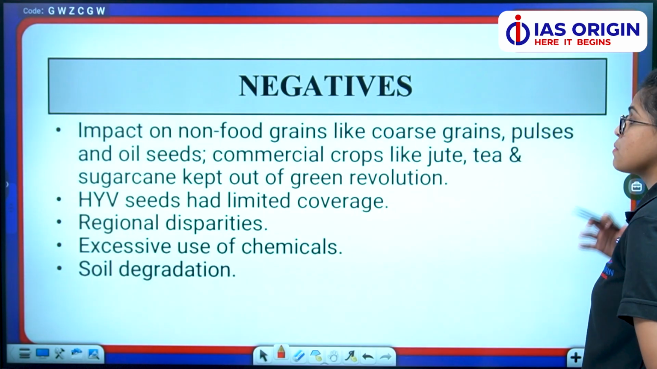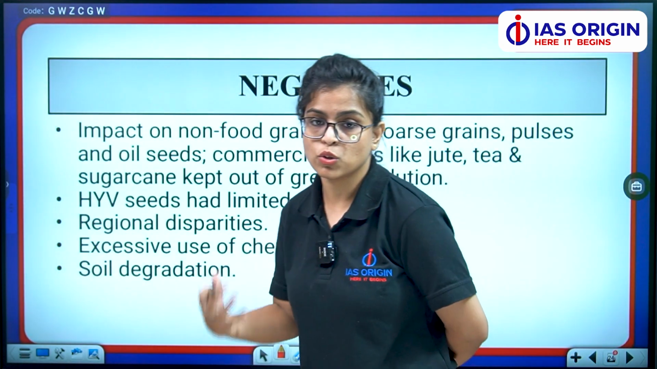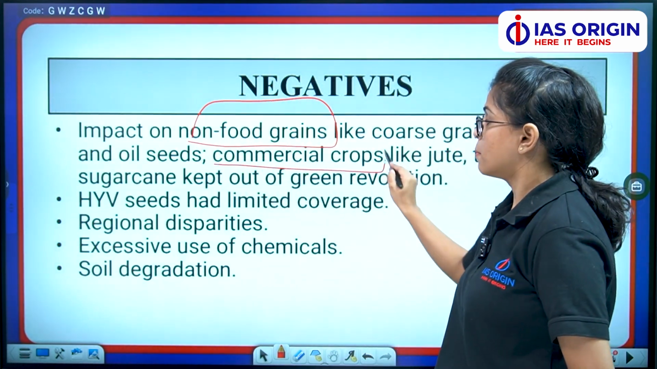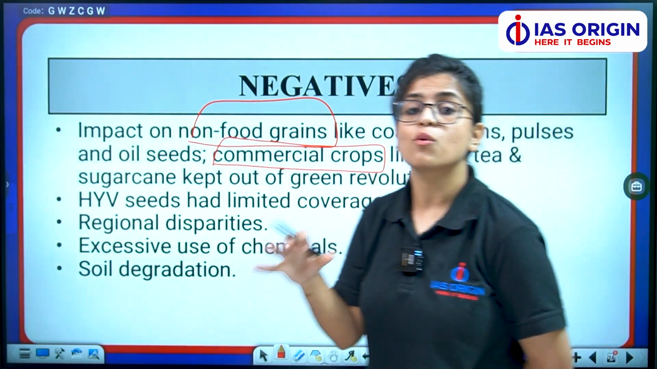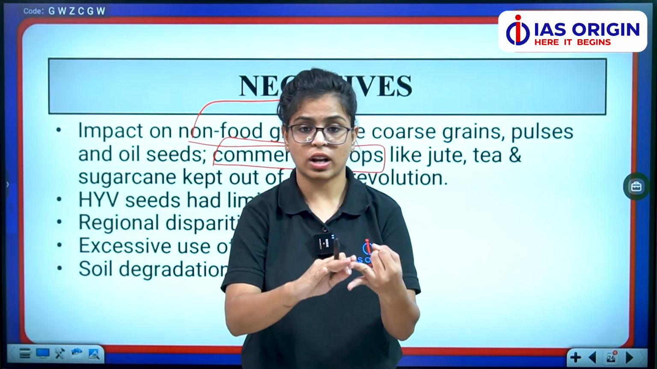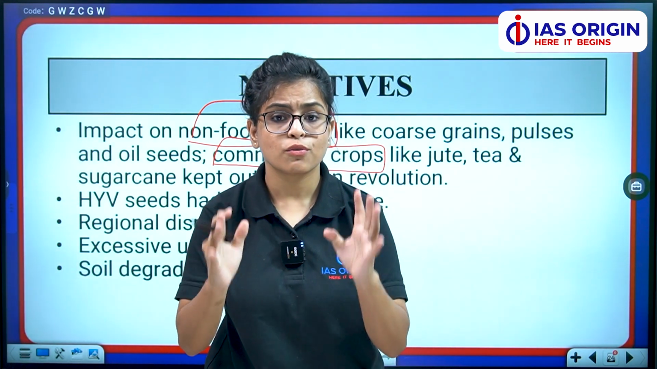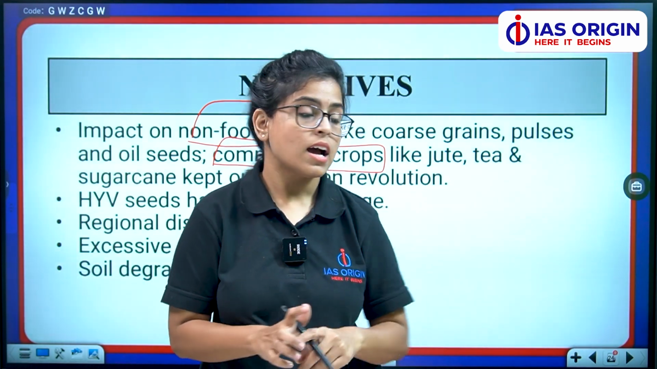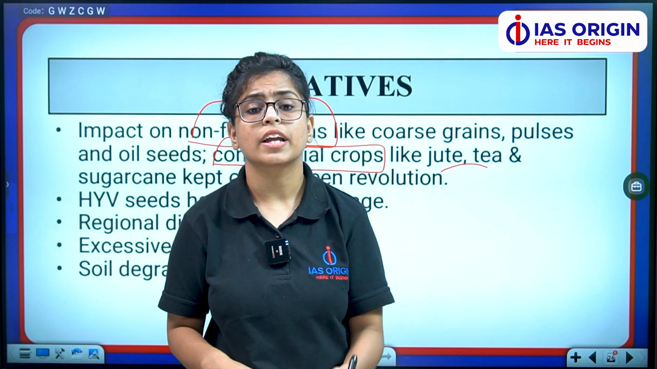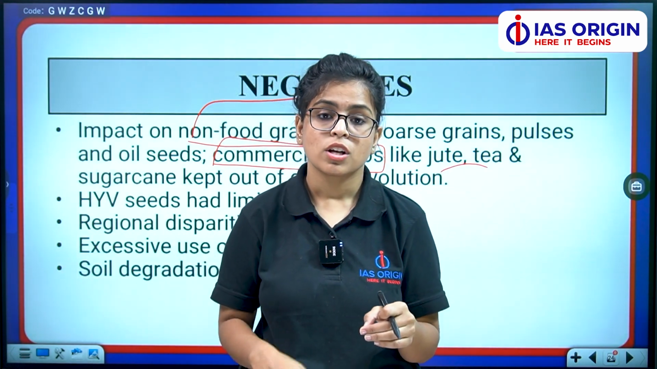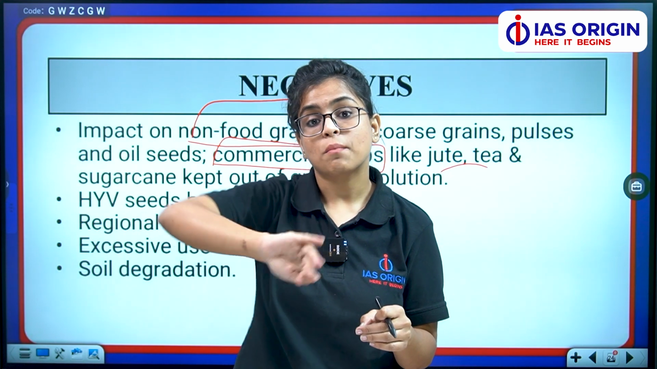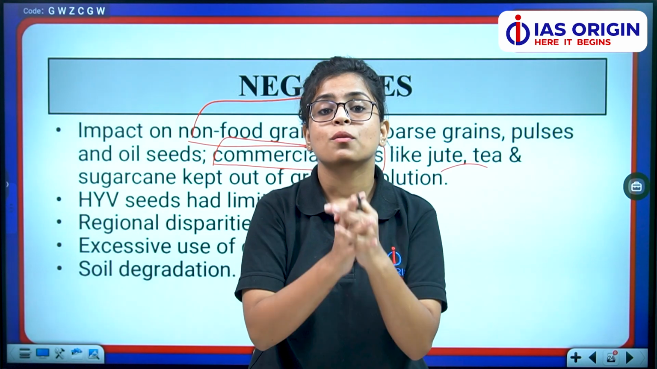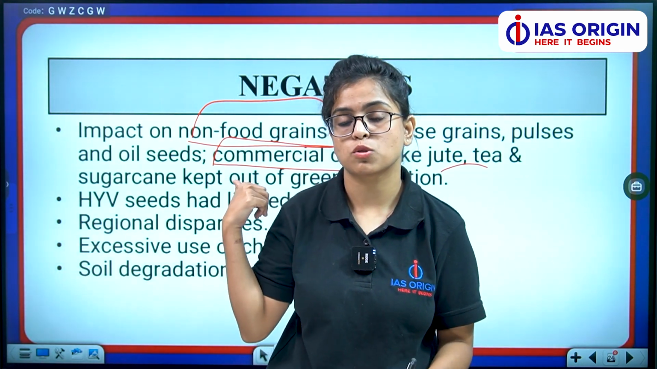But certainly, there are some of the negatives also associated with Green Revolution, and these negatives are impact on non-food grains and commercial crops. Now, all the focus of the Green Revolution was just on wheat, rice, maize, bajra kind of crops, food crops. But what about the other non-food crops? What about the cereals and oil seeds and the commercial crops like jute, tea, sugarcane? They were not covered under Green Revolution. So Green Revolution definitely benefited one basket of food items, but the other whole basket was left like that, and it did not bring any positives to those crops.